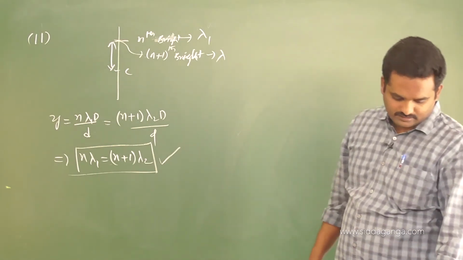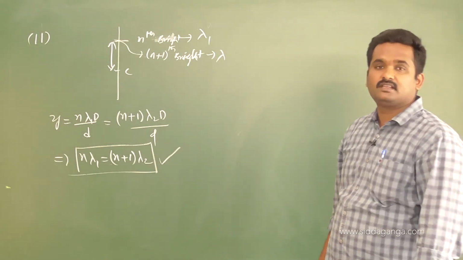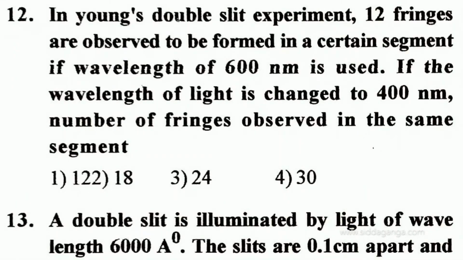Next, problem number 12. In Young's double slit experiment, 12 fringes are observed to be formed in a certain segment if a wavelength of 600 nanometers is used. If the wavelength of light is changed to 400 nanometers, the number of fringes observed in the same segment is?